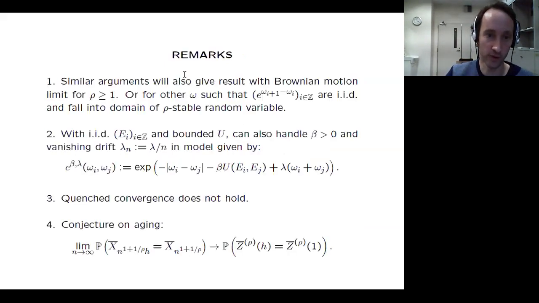In this case, we can also generalize the point processes. We can also include energy marks and include a vanishing version of the drift, which actually gives the drift in the limiting process. We can check that quenched convergence doesn't hold, and we also believe there's aging for the model, but maybe I'm a little bit over time, so that's where I will stop for today.